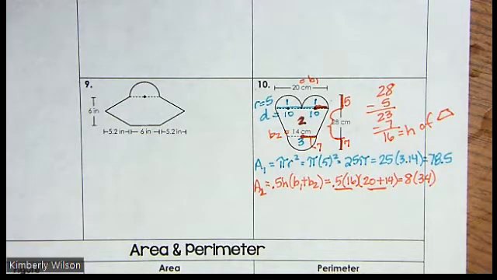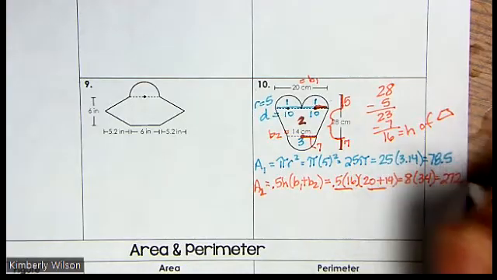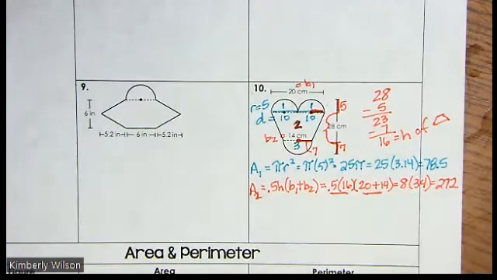14 plus 20 is 34. 34 times 8, oh yeah, okay, is 272. They just wrote the wrong answer in that place. So that's 272. All right.